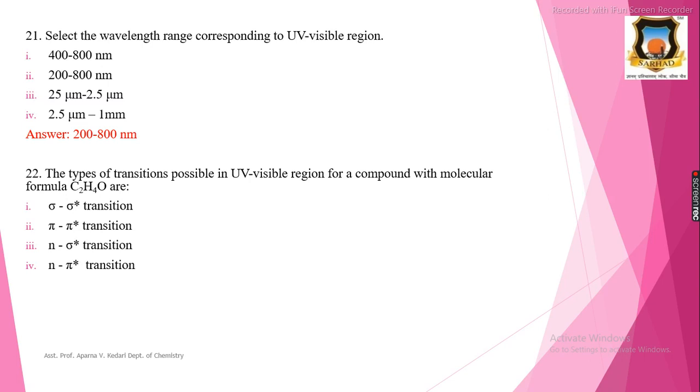Then the types of transition possible in the UV visible region for compounds with molecular formula C2H4O are sigma to sigma star transition, pi to pi star transition, n to sigma star transition, and n to pi star transition. And the correct answer is sigma to sigma star, and it also involves the n to pi star transition, because this compound contains oxygen as a heteroatom. Therefore, n to pi star transition is possible, and it contains carbon-hydrogen and carbon-carbon single bonds, that is sigma bonds. Therefore, sigma to sigma star transition is also possible in this compound.